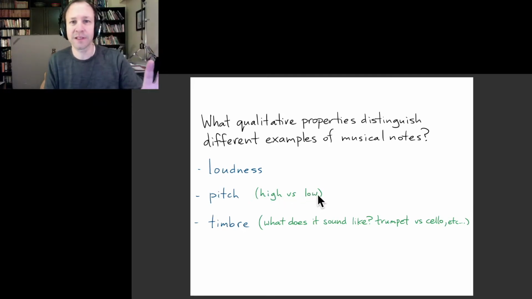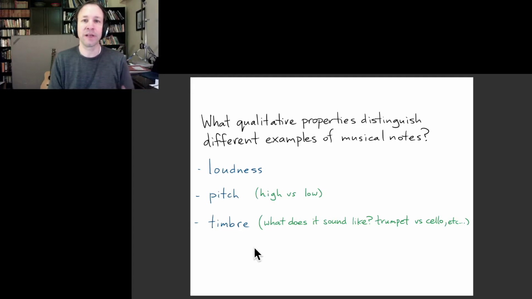What are the other features of different musical notes that distinguish them from each other? Well, one of them is the loudness, whether it is a loud note or a soft note. And then a third one, which is the most complex of the three, is what does it sound like? What are the other qualities of the sound other than pitch and loudness? So does it sound like a trumpet or a cello? So that character of the note is what we call the timbre.